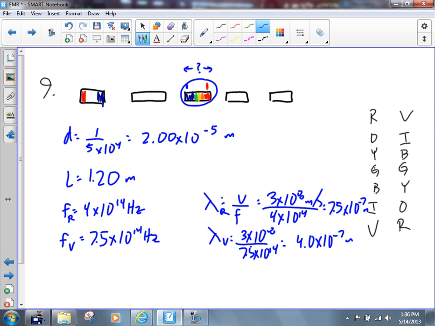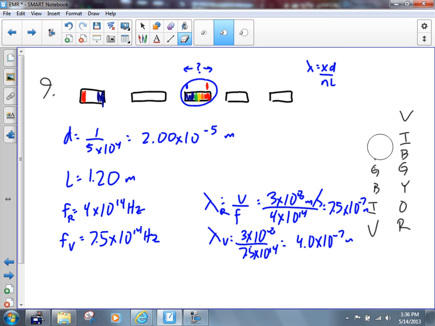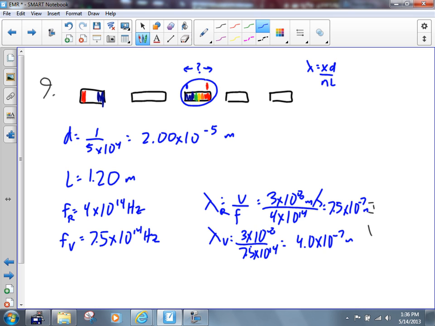X D over N times L? Well, what's that going to do for me? Yeah. We're going to find out X for each of them. We're going to say we're starting at the central maximum here, and then we want to find X to the first order maximum. Let's find X to the first order maximum for red. Let's find X to the first order maximum for violet. And then subtract them. So let's do violet first since it appears first.